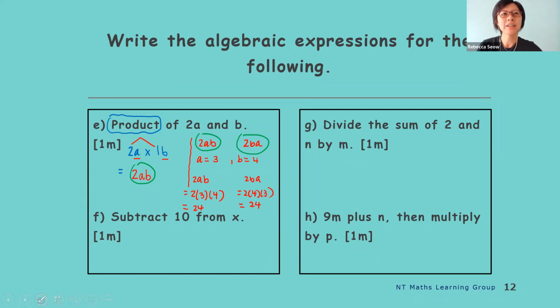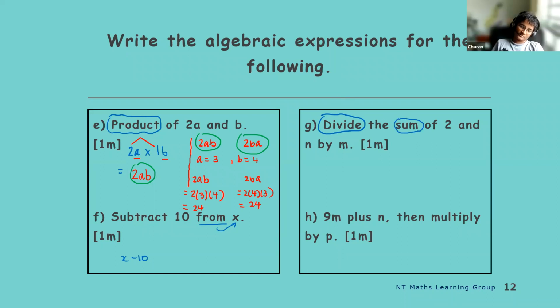Now move on. Question F: subtract 10 from x. You take x minus 10. Next one: divide the sum of 2 and n by m. Now we have the words divide and sum. First, you take 2 plus n. Then you get the expression 2 plus n. Then you just divide it by m. So the sequence is very important. We have to do the sum first.